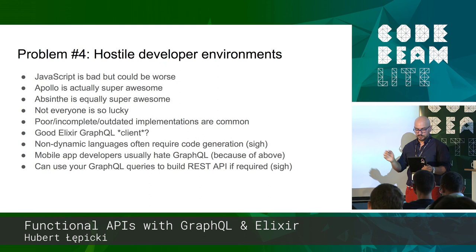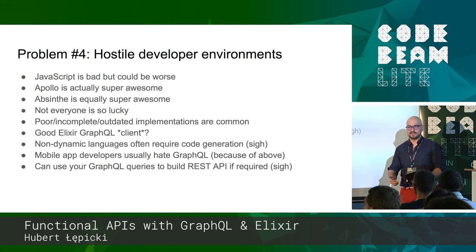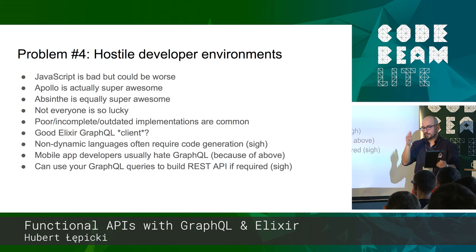And in non-dynamic languages, you have those objects, you have types, etc. Then you have to deal with generated code. Developers might not like that. They say, oh, just give me a JSON and I'm going to parse it as a map, right? What's the problem? So in my experience, for some reason, mobile app developers often don't like GraphQL, or they openly say they hate it. So just build a REST endpoint for them.